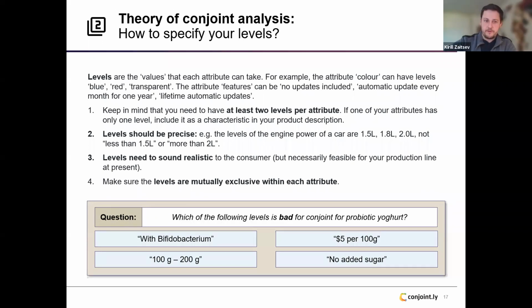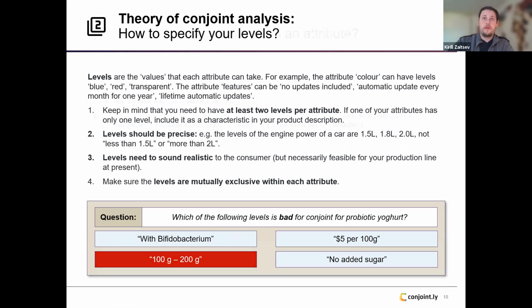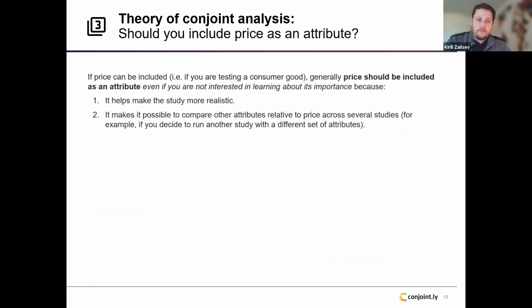And by now you should have figured out that it is the 100 to 200 grams, because it is not really specific, while all the others are descriptive and realistic. Continuing along, we have often the question of whether or not to include price as an attribute in the conjoint.